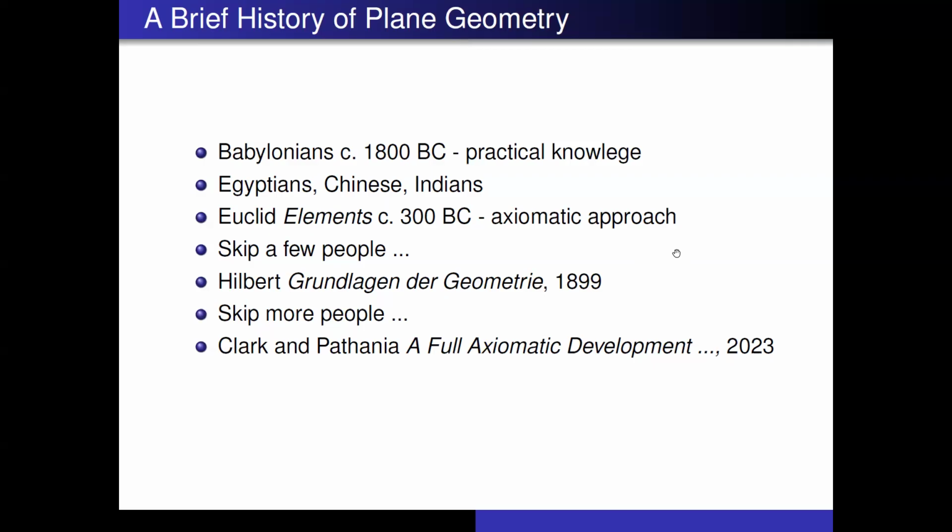And this, again, is a big change, although not in spirit, but in actual things. But it was less than perfect as well. And different people refined this in different ways until we get to the recent book by David Clark and Samrat Pathanea, a full axiomatic development of high school geometry. And so this can be thought of as a culmination of a little over a century of refinement of Hilbert's ideas. And there it is.